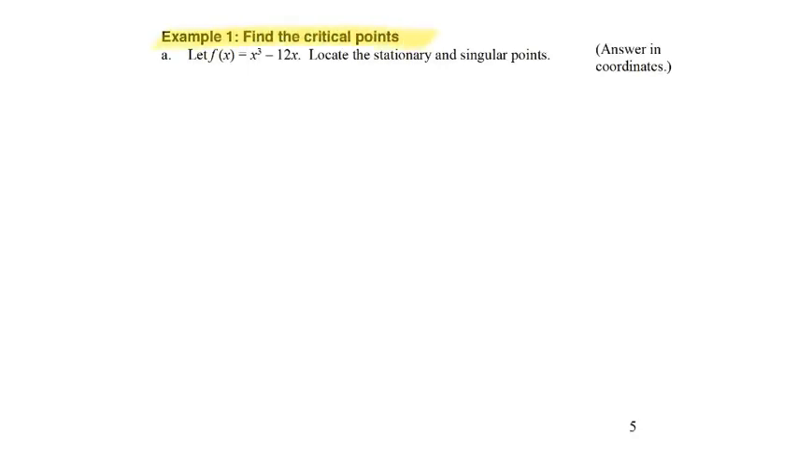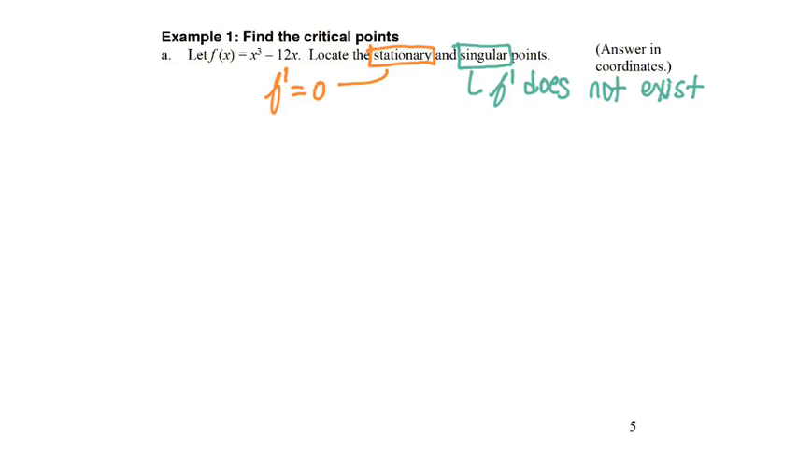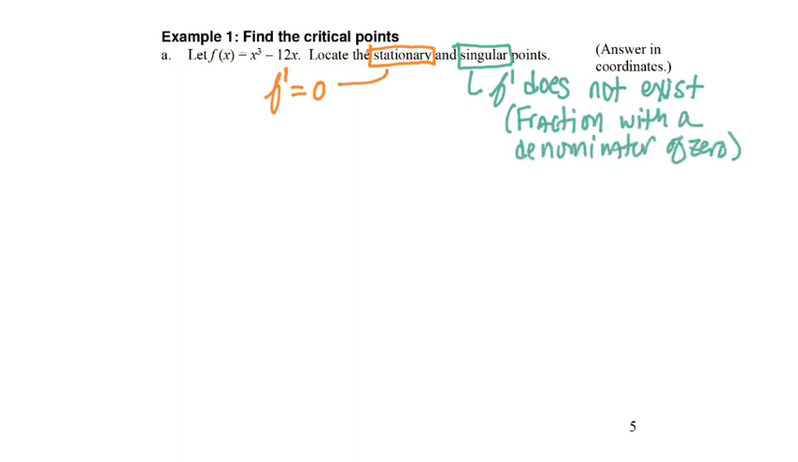Example 1, find the critical point. So we're given a function, and luckily we're given a separate piece of information to locate the stationary and singular points, because together those create the critical points. Remember, a stationary point is where the derivative equals 0, and a singular point is where the derivative does not exist. And with a graph, it was a corner, but for us, it's going to be a fraction with a denominator of 0. The key to notice is that in both of these cases, we have to look at the derivative, so that's how we begin to solve this problem.